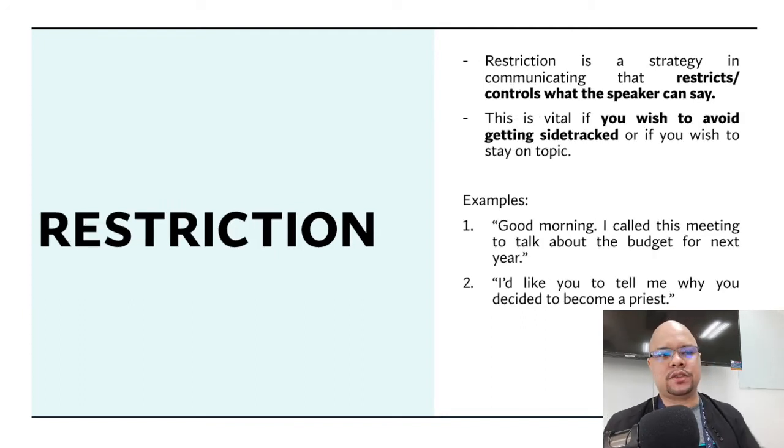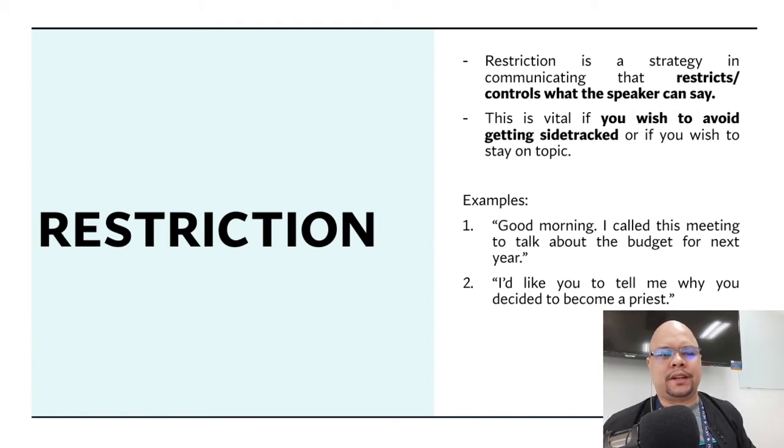Now, the second strategy is called restriction. Now, restriction is a strategy wherein you try to control what your audience can say or what your receivers can say in response to whatever it is that you said. So this is vital. This is very important, especially if you don't want people to sidetrack the conversation, or if you don't want to segue into other topics, or if you don't want to veer off the topic, then restriction is actually very good. I'll give you some examples.